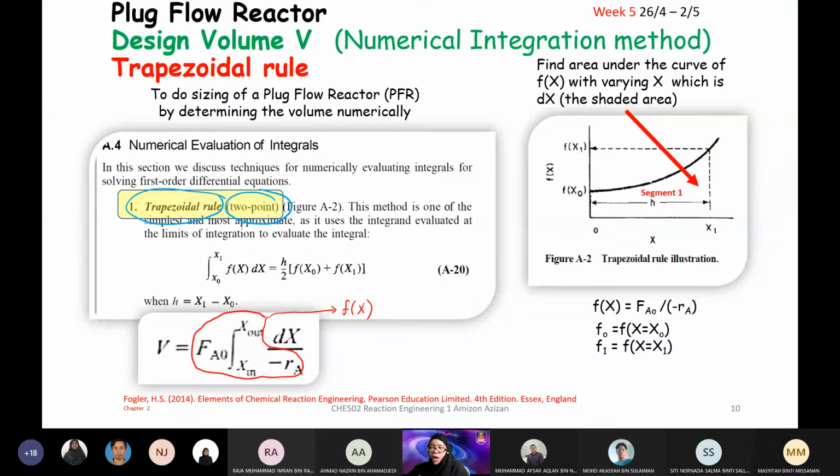Now, this is just to understand what the numerical formula solution is for the area under the curve. Yeah, so you have the x-axis, you have the y-axis.